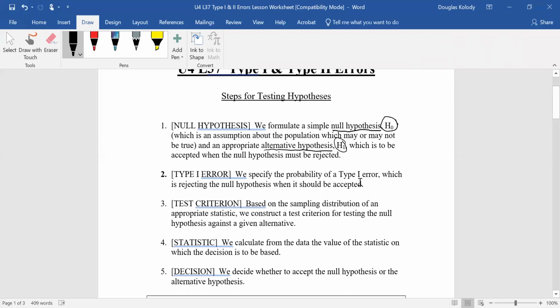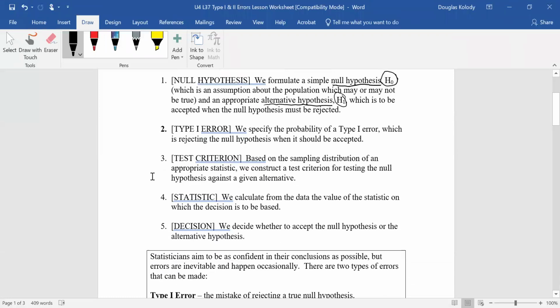Okay, so after you make your claim and after your friend makes the alternate claim, we specify the probability of a type 1 error. What is a type 1 error? It is rejecting the null hypothesis when it should be accepted. What if you are correct all along, but your friend is very persuasive and they persuade you to say that you are wrong, the original claim is wrong. However, it was true all along. Guess what? An error was made, a type 1 error. That's half of what we're talking about today.